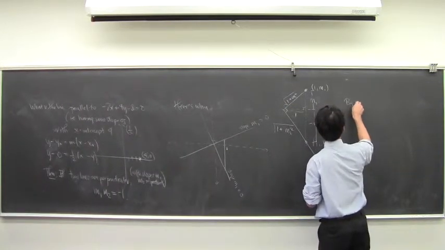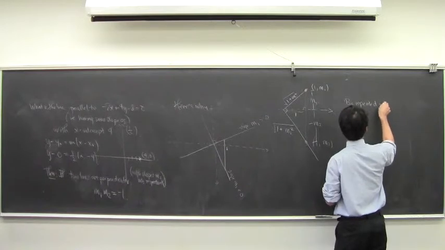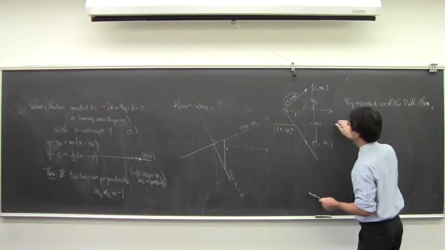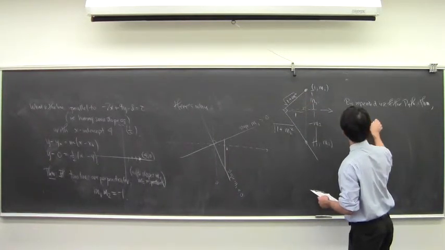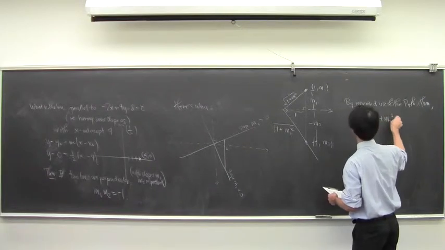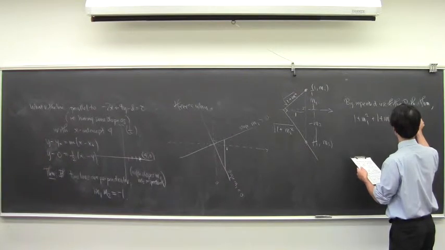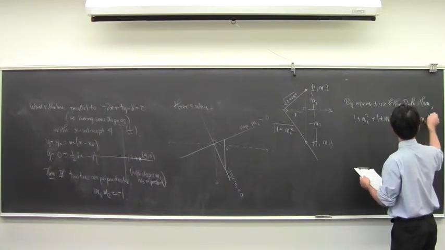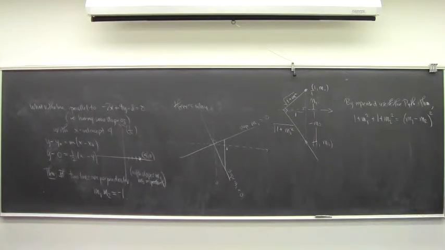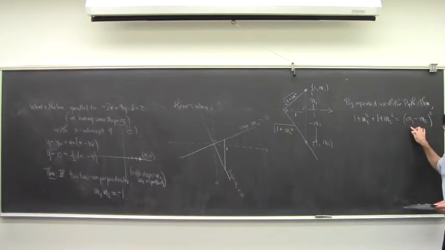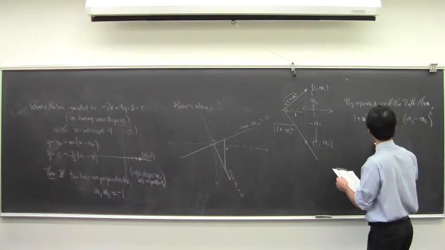So by repeated use of the Pythagorean theorem, what you get is that a squared plus b squared equals c squared. So m1 minus m2 quantity squared. You have this length, a positive number, and this, a positive number. You put them together, that's the total length, and then you square. So what does that give you?